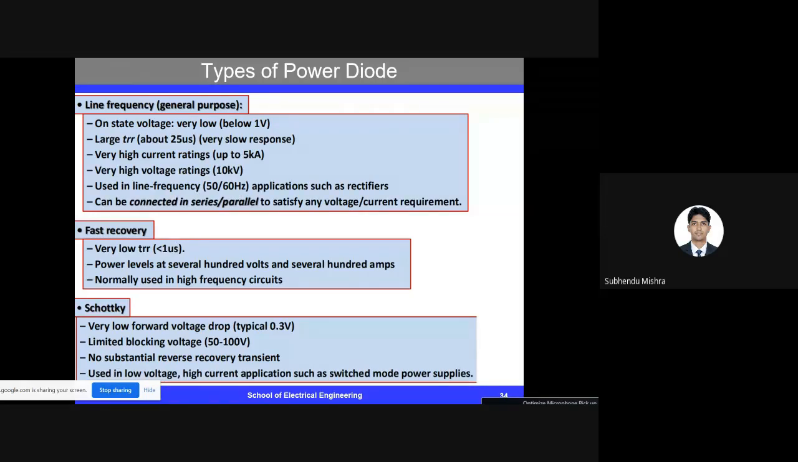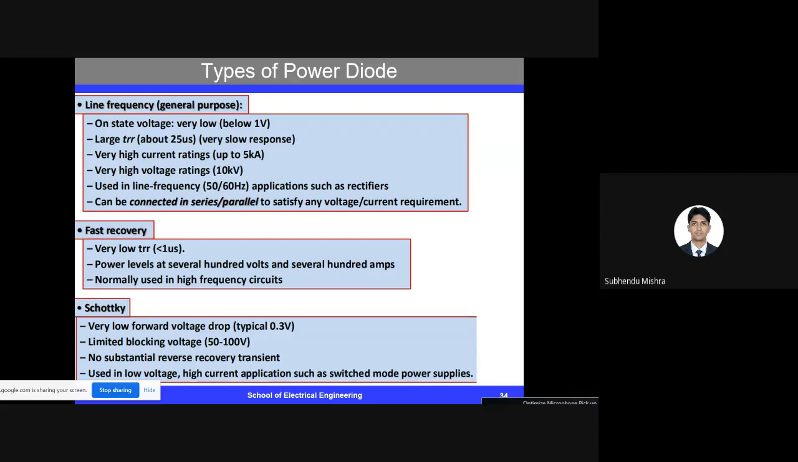Then you also have the Schottky diodes. The Schottky diodes have a very low forward voltage drop and limited blocking voltage. They have a very small forward voltage drop, around 0.3 volts, and only the majority carriers conduct. The conduction current is only due to the majority carriers, and the current rating is around 300 amperes. The importance of this is that it has a very low forward voltage drop, around 0.3 volts.